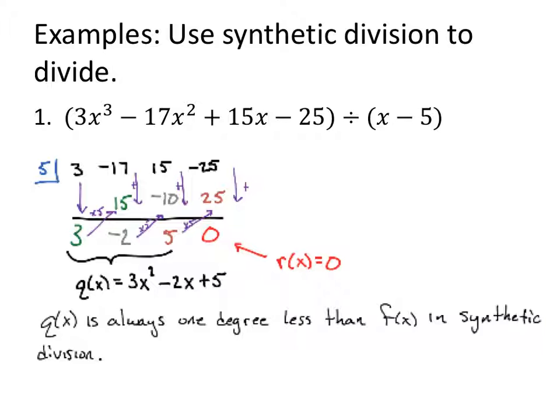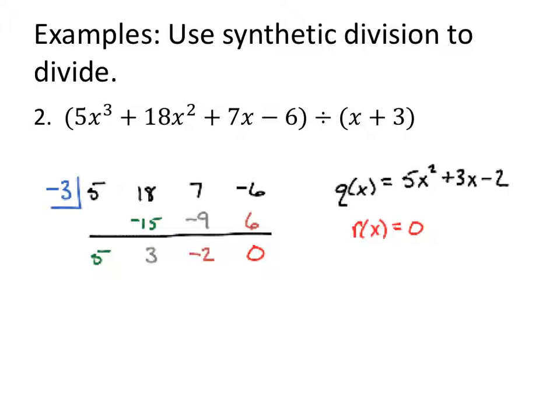Very boring. But what does this tell us? This last value will always be your remainder. Since our original polynomial started as x cubed, and we're dividing by a single power of x, a linear term, a third power and a first power, when I divide those, I'm going to have a result that is a second power. So I'll have 3x squared minus 2x plus 5 with a remainder of 0. Q of x is always 1 degree less than f of x in synthetic division because we always divide by a linear first power term.